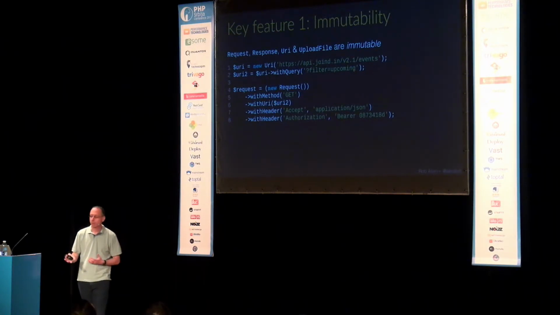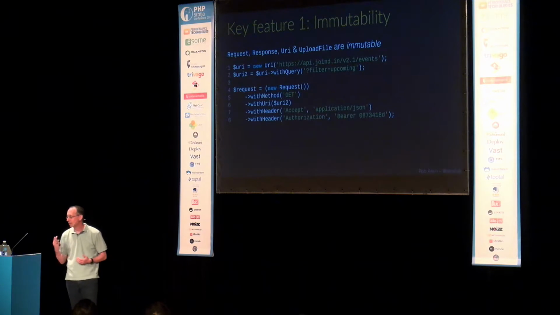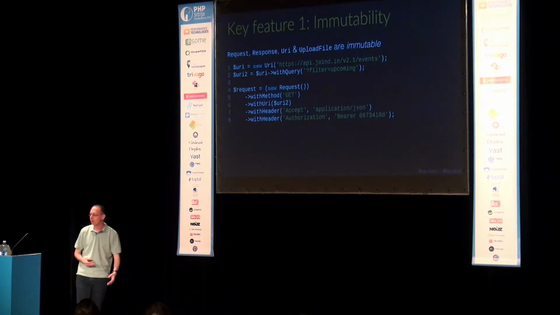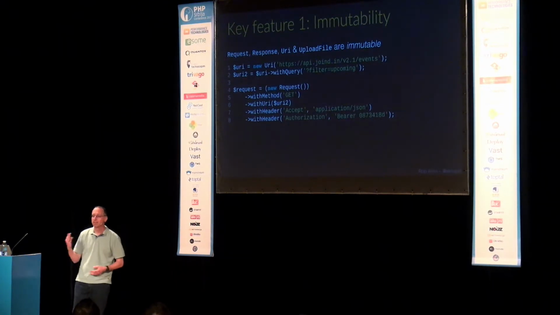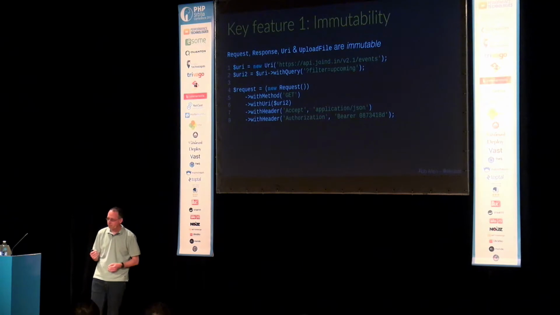And I can do the same thing with requests because I might need to add the GET method, I'm going to need my URI, I'm going to have to add an Accept header, I'm going to need an Authorization header. I just use the with methods to do this. So the key feature one is that PSR-7 is immutable.